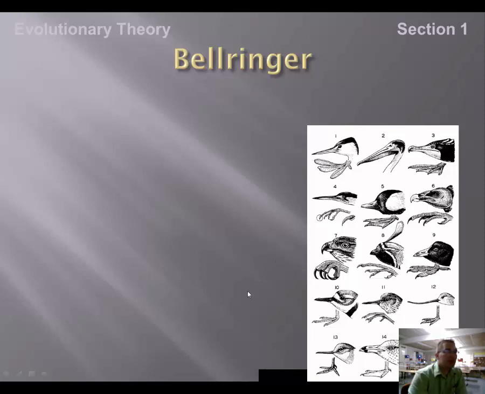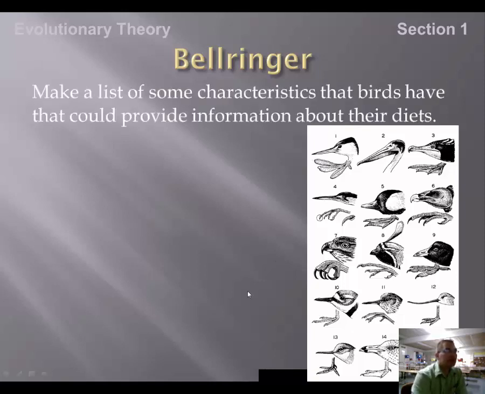So to start us off, a bell ringer. Make a list of some of the characteristics that birds have that can provide information about their diets. This picture may help you in deciding what characteristics a bird may have that could allow us to consider what it eats.